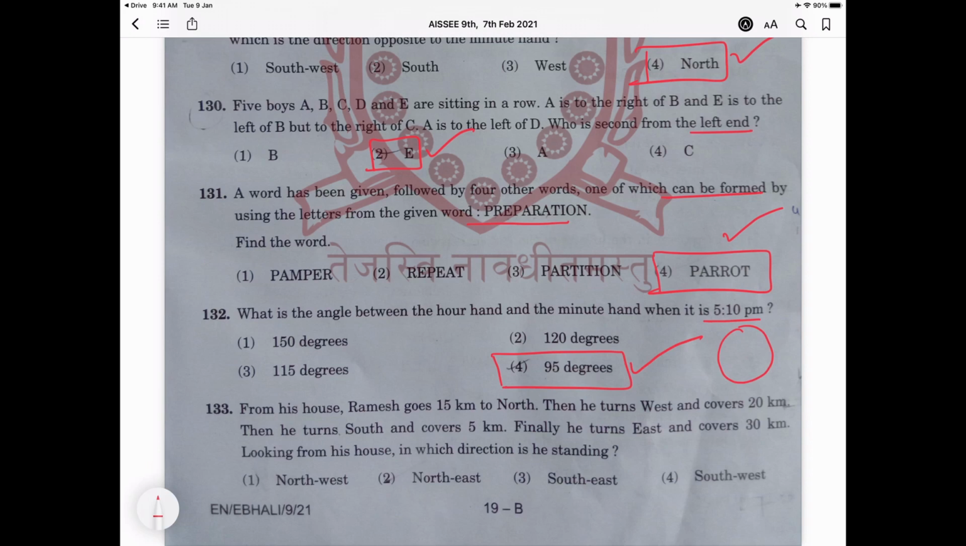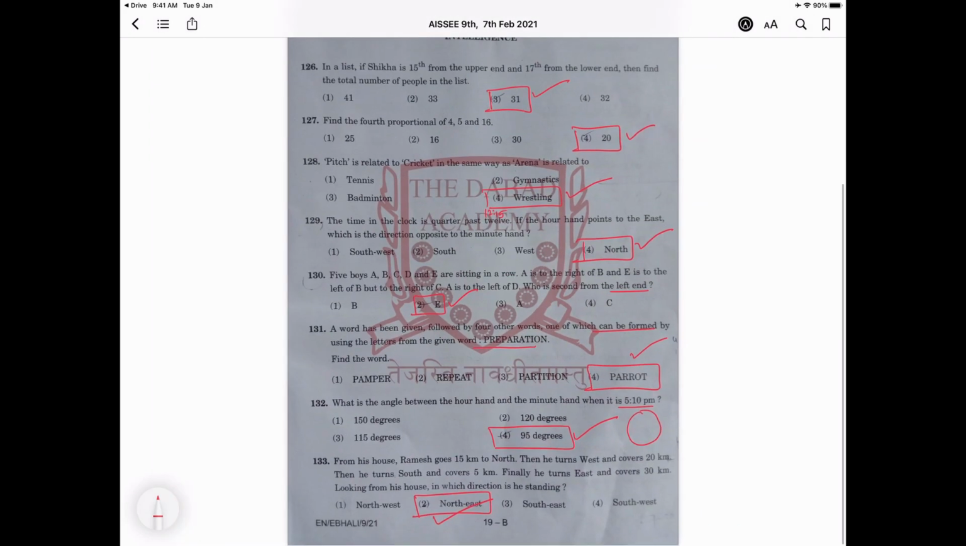So in this you had to draw a diagram, and the answer for 133 is northeast. So this is option number 2. Moving on to the next page.